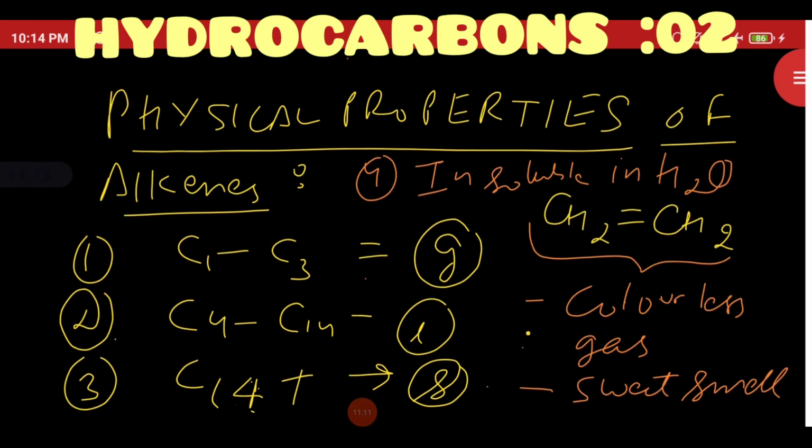Now let us discuss the physical properties of alkenes. First three members are gases, next 14 are liquids, and higher ones are solids. Ethene is a colorless gas with a faint sweet smell. All other alkenes are colorless and odorless. Alkenes are insoluble in water, but fairly soluble in non-polar solvents.